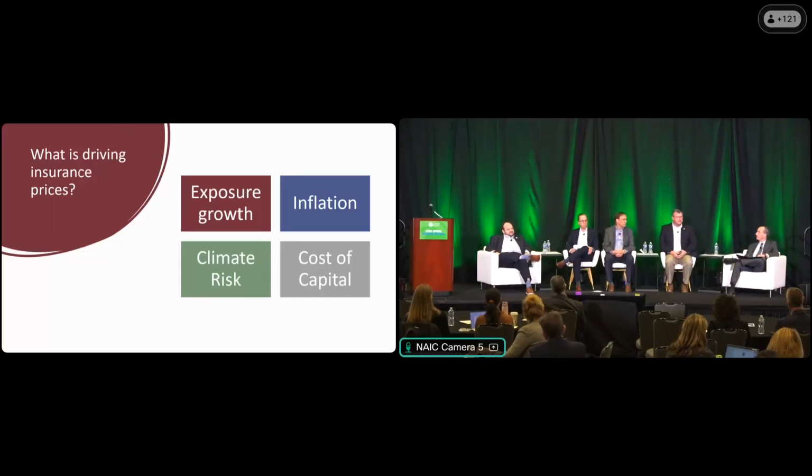And all of that leads to uncertainty. And from an insurance company's perspective, uncertainty means higher premiums. And then the last one up there, the cost of capital.